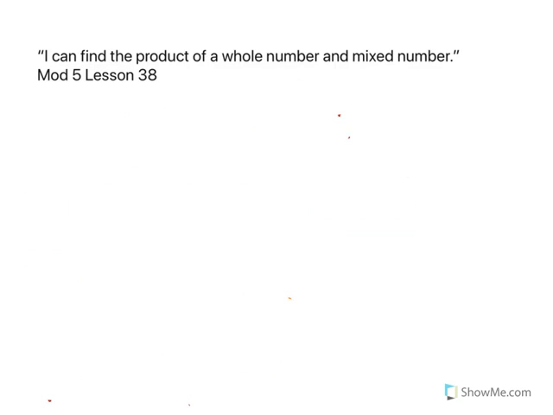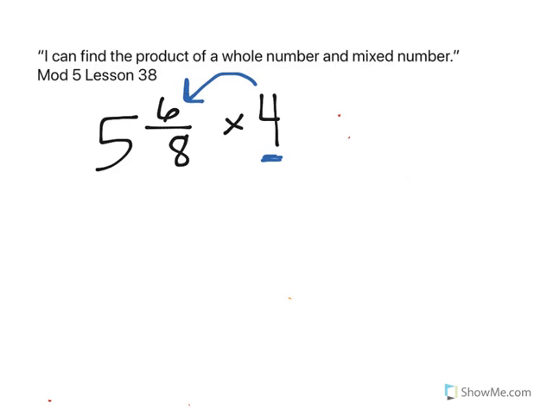All right, next problem. Let's do 5 6/8 times 4. So just because it's written reversed, our whole number is second, doesn't change anything. It still means 4 groups of 5 6/8. So I'm not going to show the repeated addition, but if that works for you, go ahead and write out 5 6/8 4 times and add that up together.